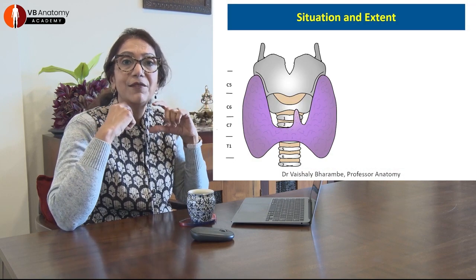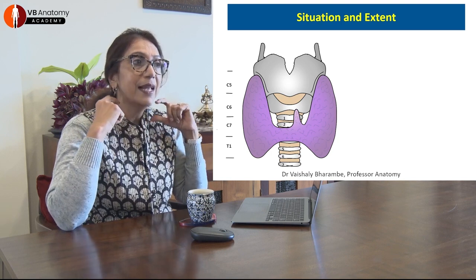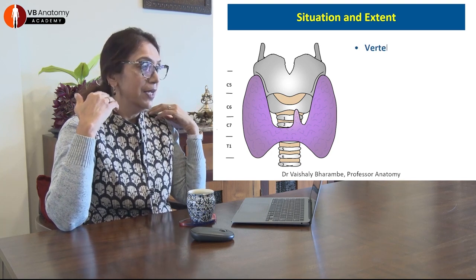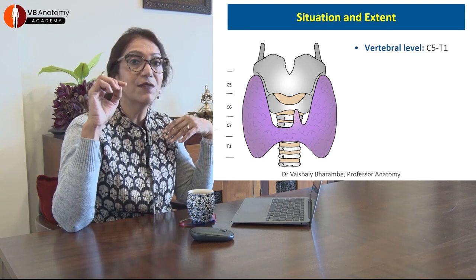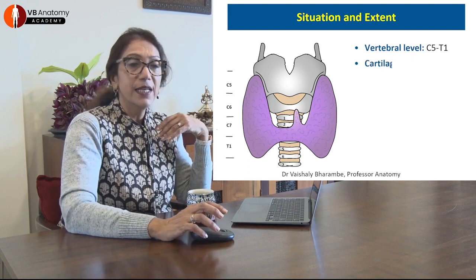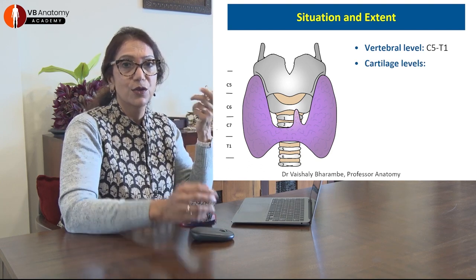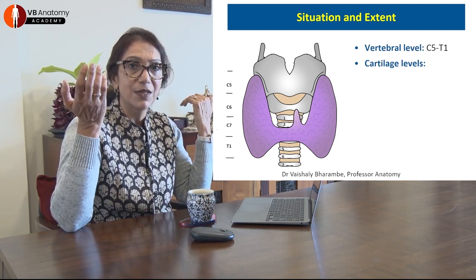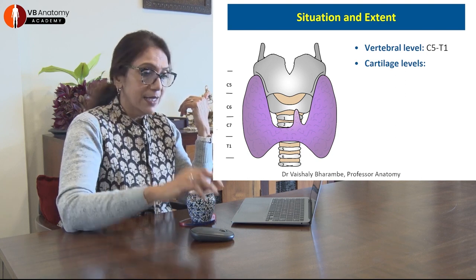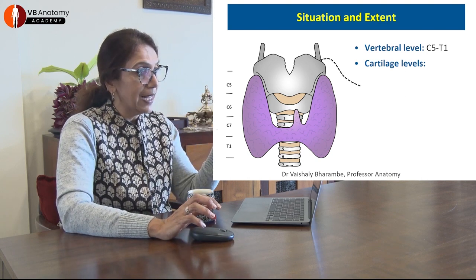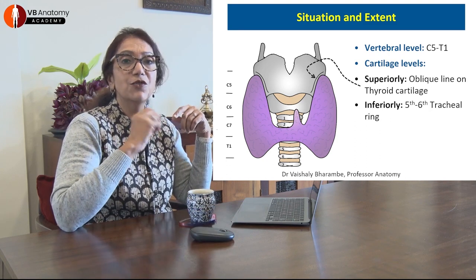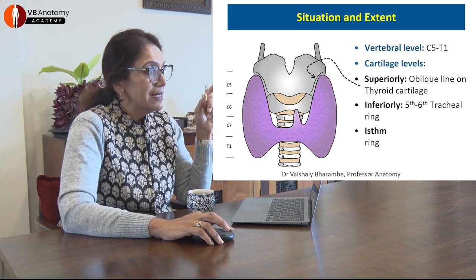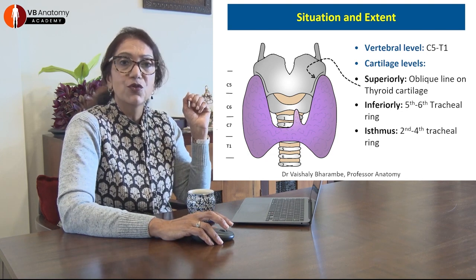What is the extent of the gland? Where exactly will I find it? Now this matters. At the level of cervical vertebrae, it extends upwards till C5 and downwards till T1, the first thoracic vertebra. What about the cartilages? We are basically dealing with the cartilages. Nobody's going back to see the vertebral levels, right? So, it extends up till the oblique line on the thyroid cartilage, and inferiorly it extends till the 6th tracheal ring. The isthmus itself extends over the 2nd to 4th tracheal ring.